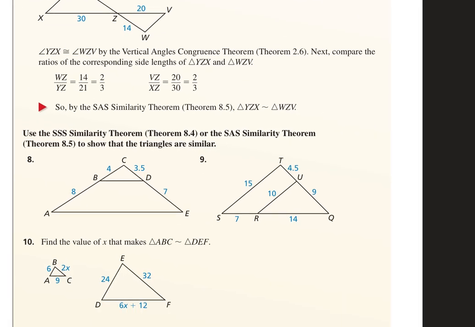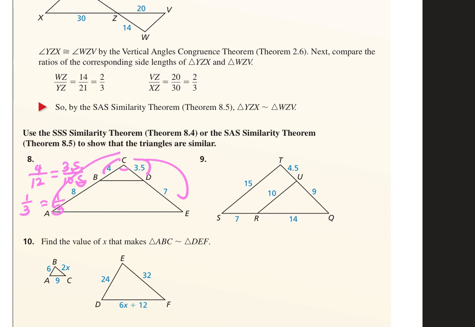So now with 8 and 9, it says use side, side, side similarity or side angle side to show the triangles are similar. For 8, you've got that top angle that's shared by both. So that's your angle between. And then the sides 4 over this whole side, so 4 over 12, would have to equal 3.5 over this whole side, which is 10.5. So this is 1/3. If I move this over, that's 35 over 105, which is also 1/3.